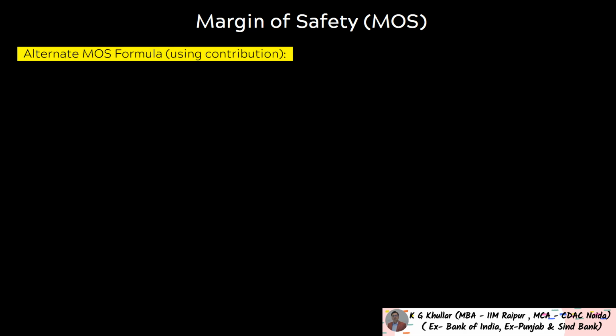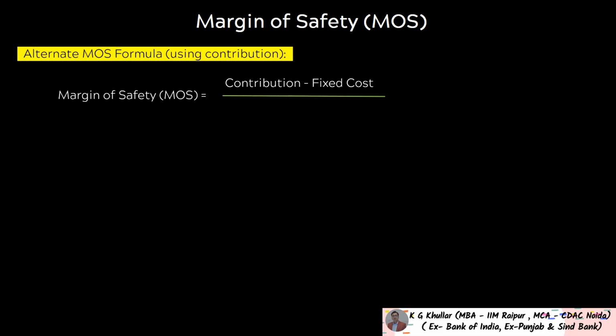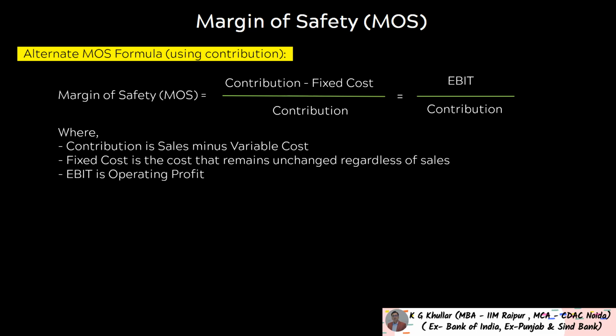Next one, there is also an alternate margin of safety formula which is using contribution. So margin of safety can also be expressed in terms of contribution and fixed cost. So margin of safety here equals contribution minus fixed cost divided by contribution, which is also equal to EBIT divided by contribution. So here contribution is sales minus variable cost, fixed cost is the cost that remains unchanged regardless of sales, and finally EBIT is the operating profit.